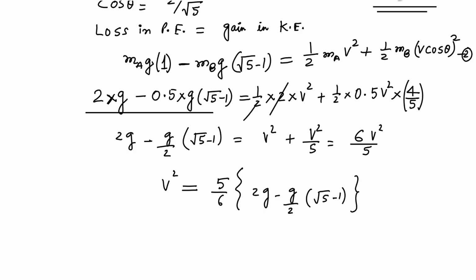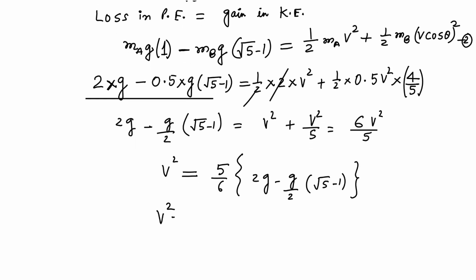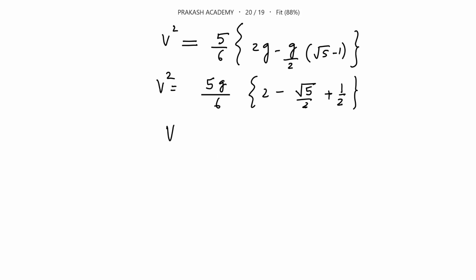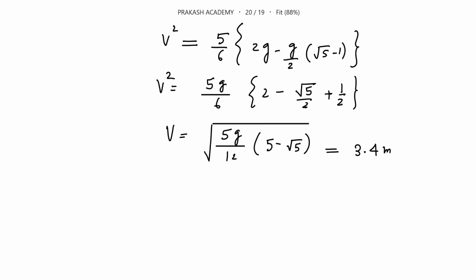If you want you can take g outside, so V square will be 5g by 6, and this will be 2 minus root 5 by 2 plus 1 by 2. So V square is nothing but 5g by 12, times 5 minus root 5. And then V will be the square root of this term. If you solve this, it will turn out to be 3.4 meter per second.